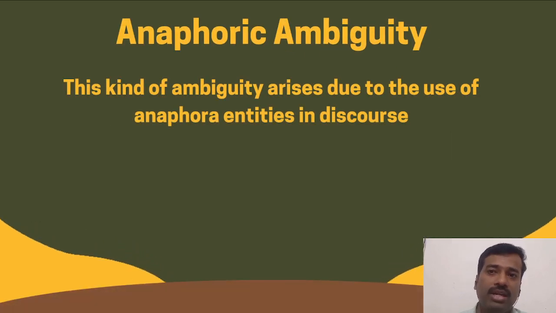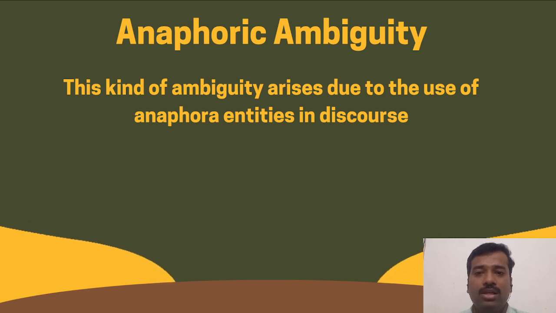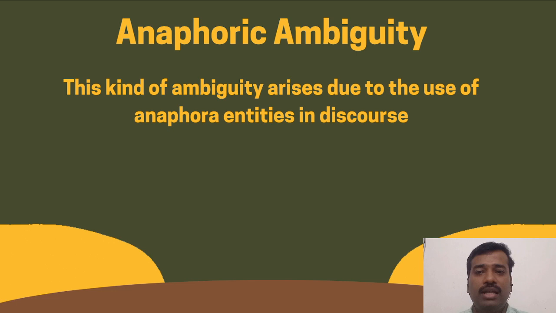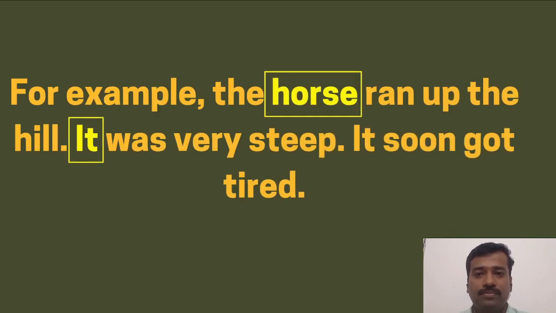The next type of ambiguity is anaphoric ambiguity. This kind of ambiguity arises due to the use of anaphoric entities in a discourse. For example, the horse ran up the hill. It was very slippery. It soon got tired. Here you can see that the anaphoric reference of it, in two situations, may cause the ambiguity.